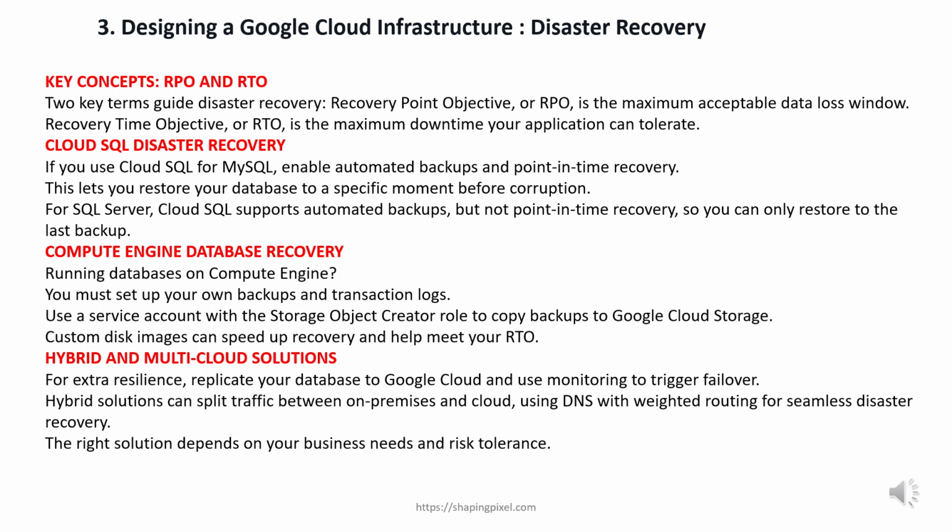Disaster recovery in cloud architecture is about preparing for the unexpected, from database corruption to hardware failures. Even small incidents can have big impacts, so planning is essential. 2 key terms guide disaster recovery. Recovery Point Objective, or RPO, is the maximum acceptable data loss window. Recovery Time Objective, or RTO, is the maximum downtime your application can tolerate.